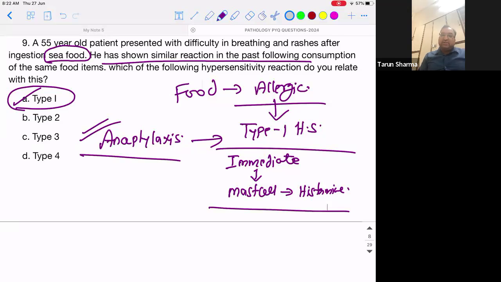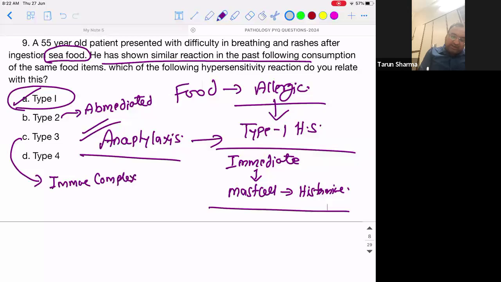Type 2 hypersensitivity belongs to antibody mediated diseases. Antibody mediated diseases belong to the type 2 category. Purely antibody, not immune complex. Please remember, immune complex belongs to type 3. And type 4, you have to remember, in the form of granulomatous conditions. All the granulomatous conditions belong to the type 4 category.